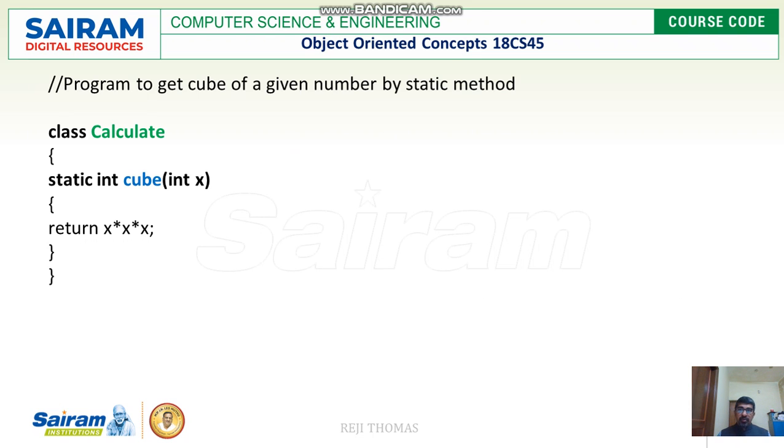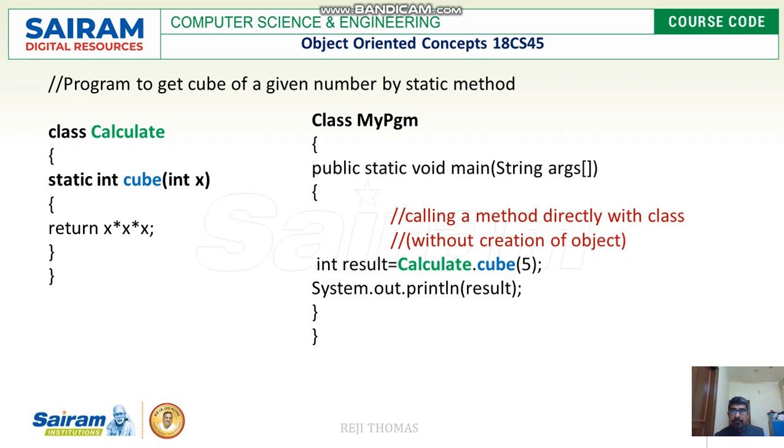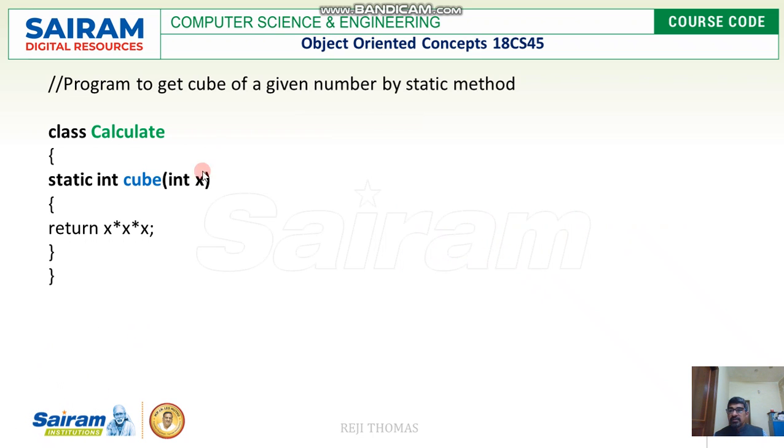So let us see a program with a static method. We are going to find the cube of a number. Sorry, we are going to see it with static, not without static. Okay, so look at the program. Let me start with the first one. We have a class called Calculate, where we have a method called cube, and which is static.